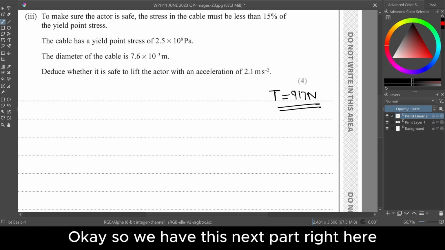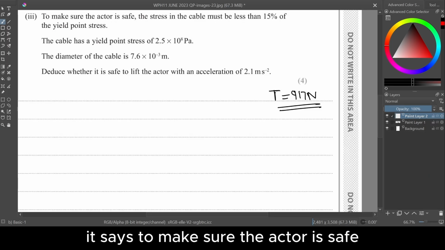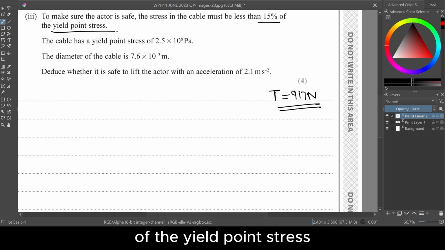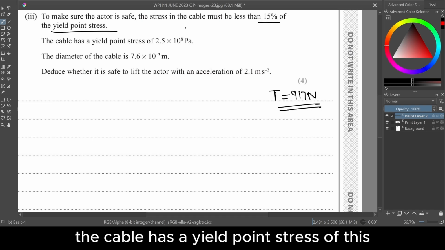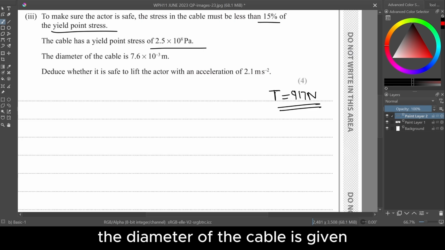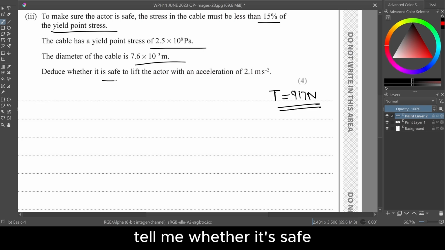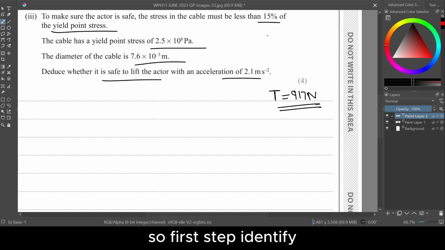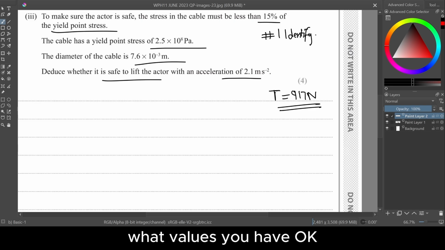Okay, so we have this next part right here. It says to make sure the actor is safe, the stress in the cable must be less than 15% of the yield point stress. The cable has a yield point stress of this. The diameter of the cable is given. Tell me whether it's safe if we move the actor with this much acceleration. So first step, identify what values you have.